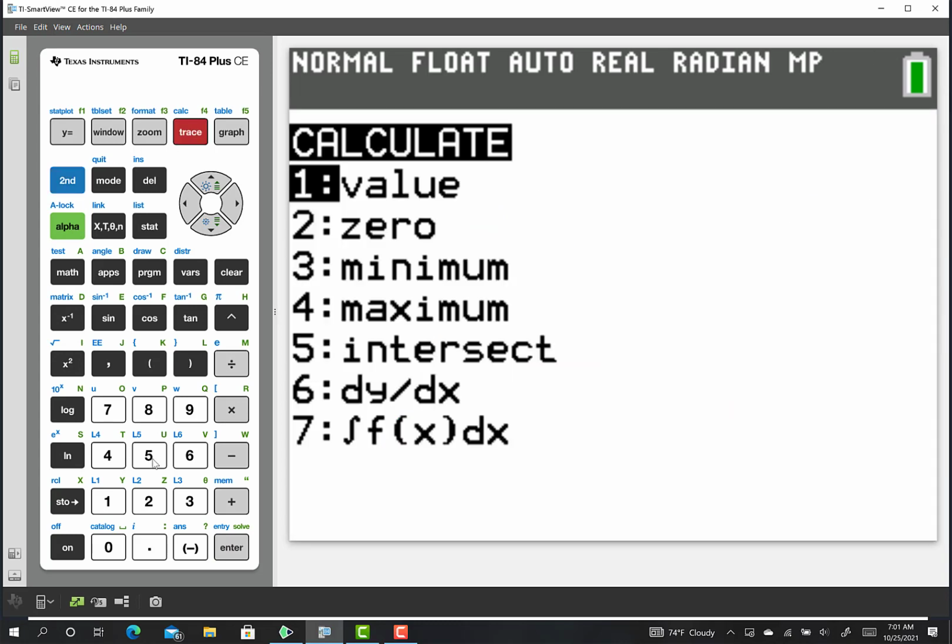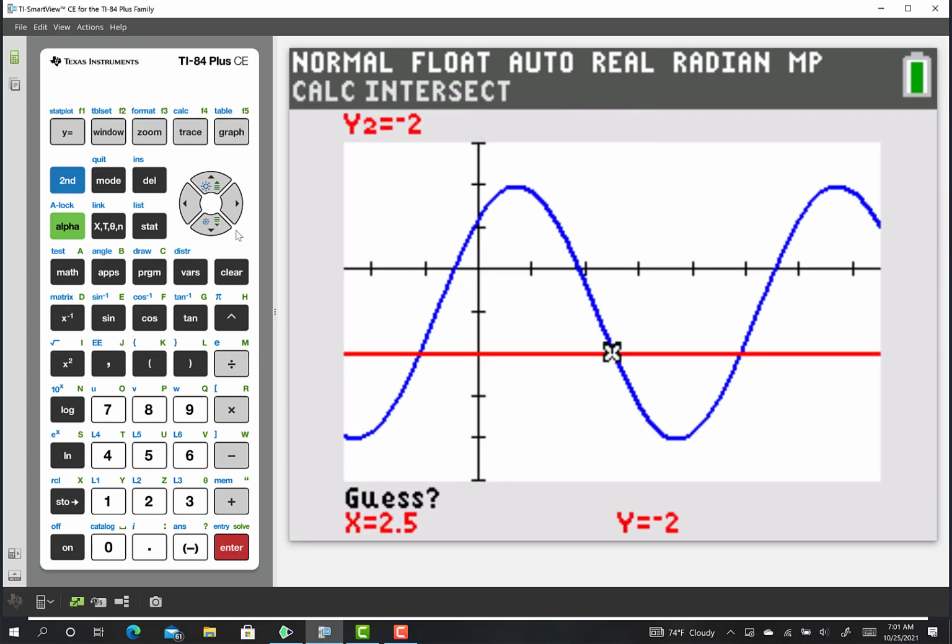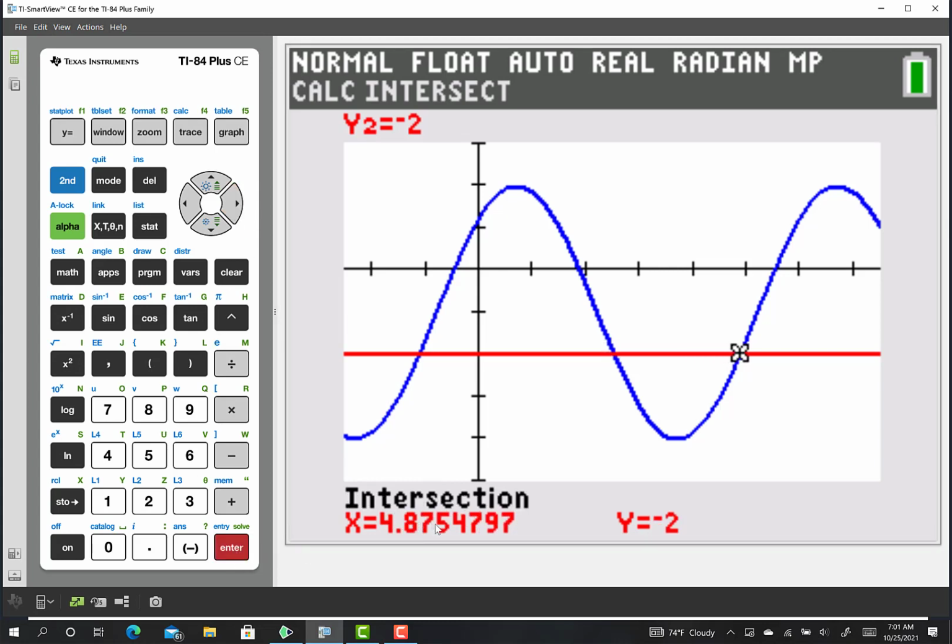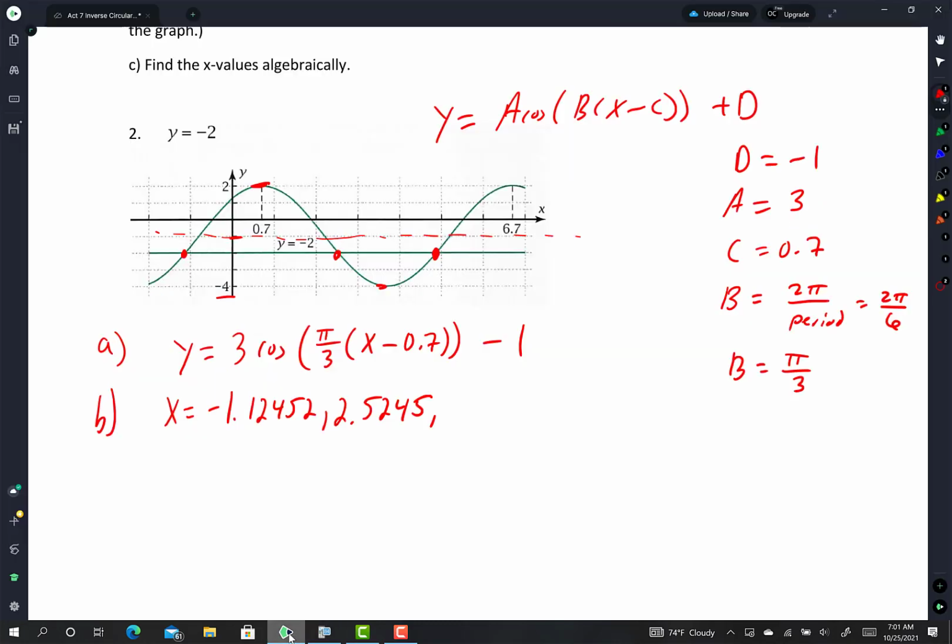Second, calculate, number 5. Enter, enter. Enter. 4.8754. If truncated or rounded, 5. 4.8754. So there it is.